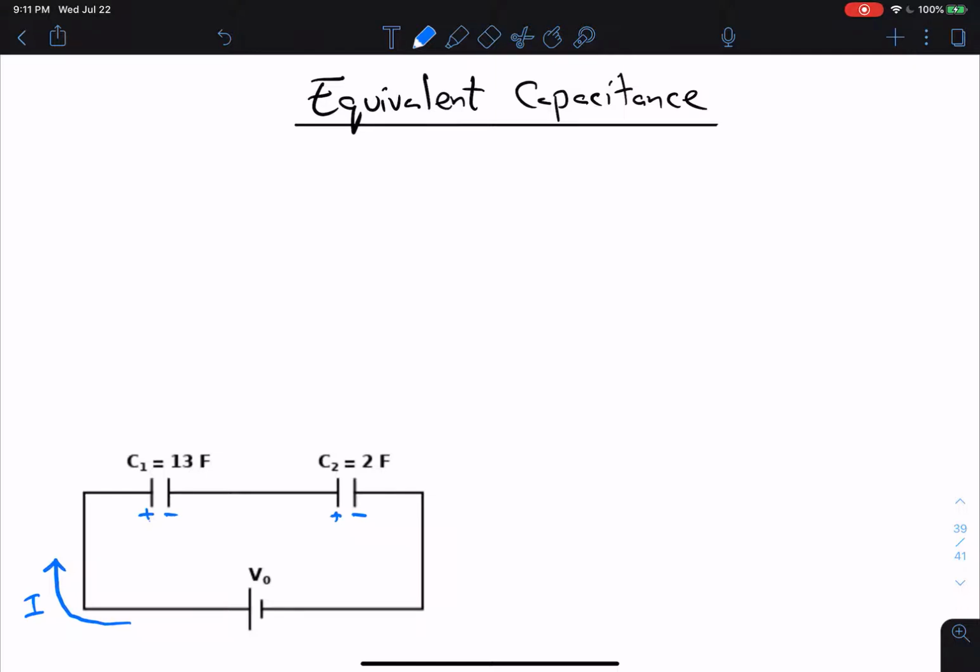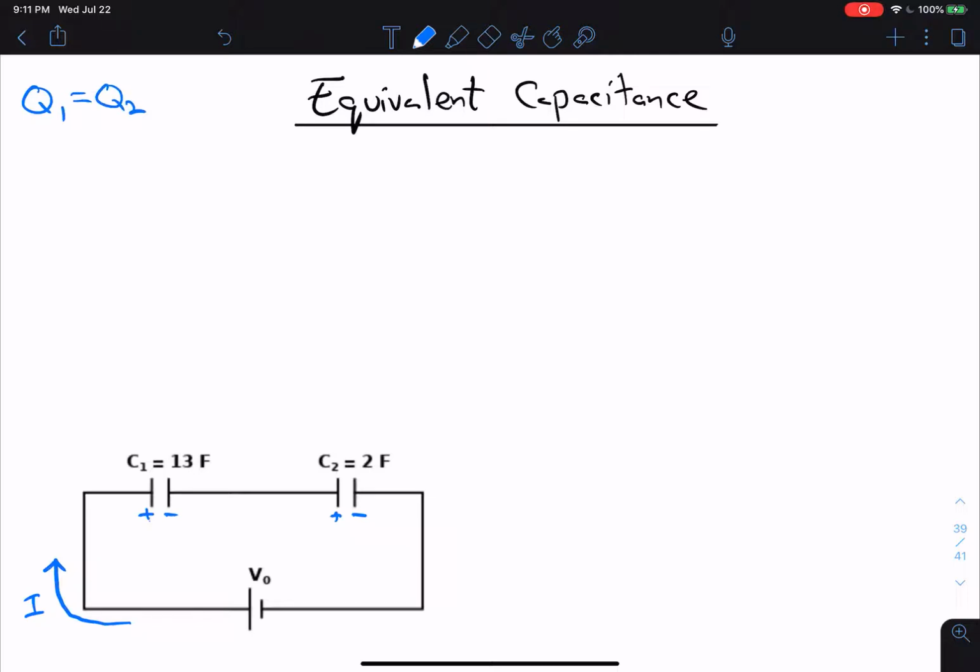Now, I hope one thing you noticed there is that there was a one-to-one correspondence. In other words, I had one electron leave the battery, and one electron got deposited on this plate, and one electron left this one, and one got deposited on this plate, and one left this plate. And the point is that the number of electrons that end up on this plate is going to be the same as the number that end up on this plate. So these capacitors are going to have an equal charge. So I can already say that, look, Q1 is going to equal Q2.